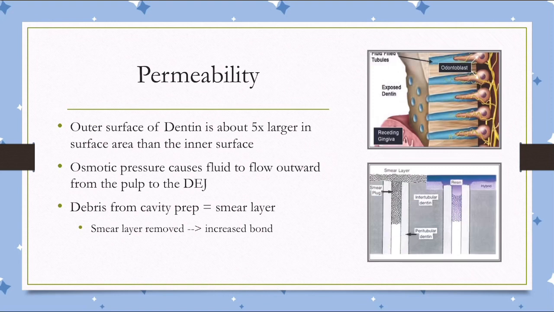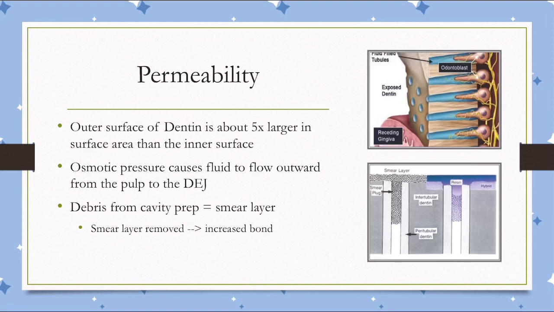Okay, now we're going to be taking a look at permeability. So here's a fun fact to start you guys off. Did you know that the outer surface of dentin is actually about 5 times larger in surface area than the inner surface? This is because the tubules are smaller and further apart at the DEJ, and they're larger and closer together at the pulpal surface.